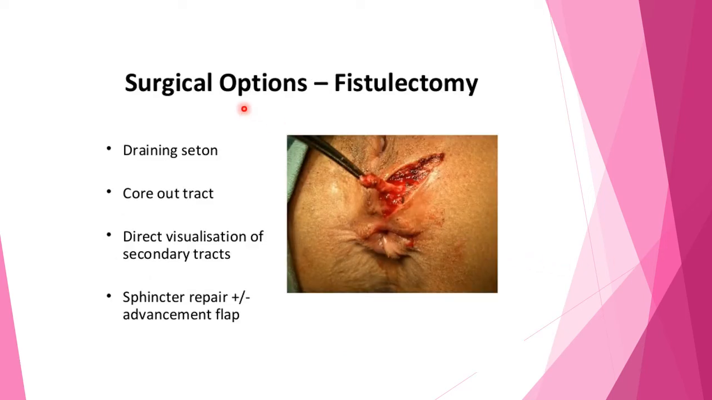The next option is fistulectomy, excision of the fistula. Sometimes you may have to put in a draining seton at the same time. You core out the tract and completely excise it under direct visualization, and in this process you try to remove all the secondary tracts as well. Then you try to preserve the sphincter, or if that is not possible, you may have to repair the sphincter with an advancement flap.